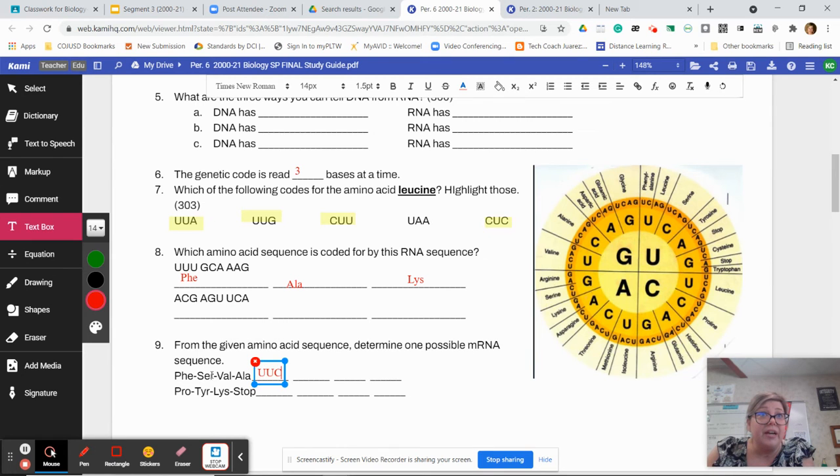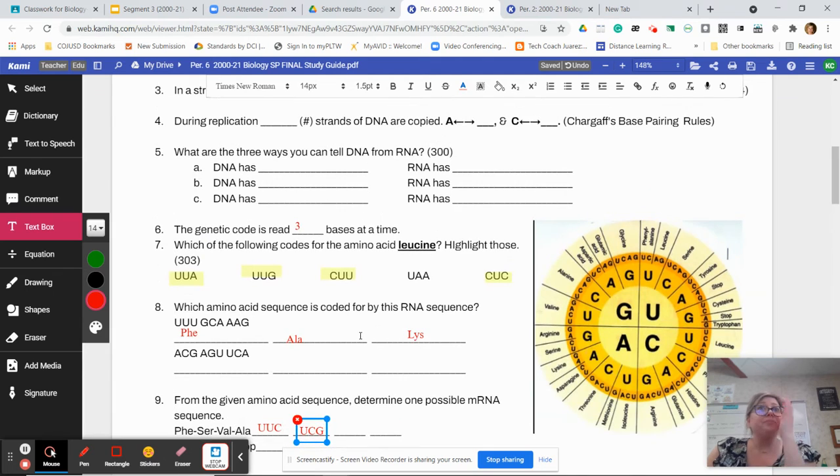What about serine? SER is serine. So let's find serine on the outside. Scanning, scanning. Oh, there's serine right here. And there may be other spots for it as well. UCA is a possibility. UCU, UCC, UCG, many different possibilities for serine, because that last letter, there are several options. So UCG. That's how you would tackle those. I'm leaving these blank. You guys can fill in the rest.